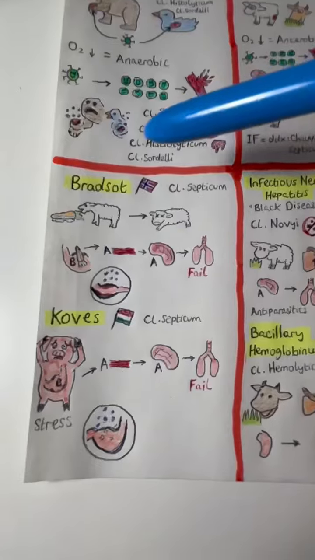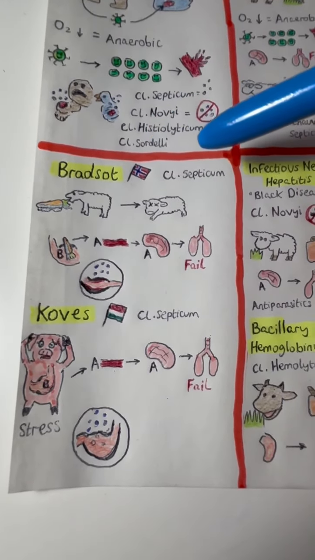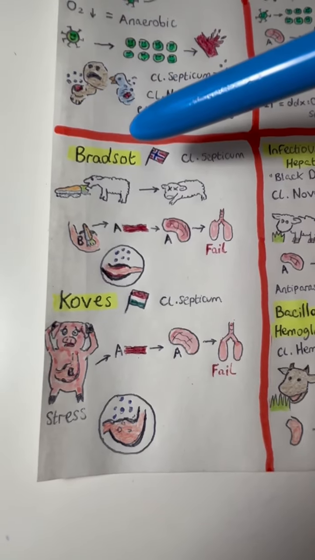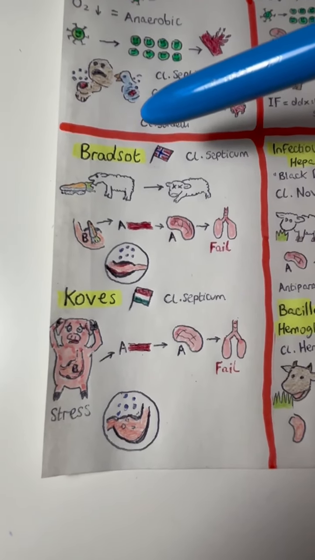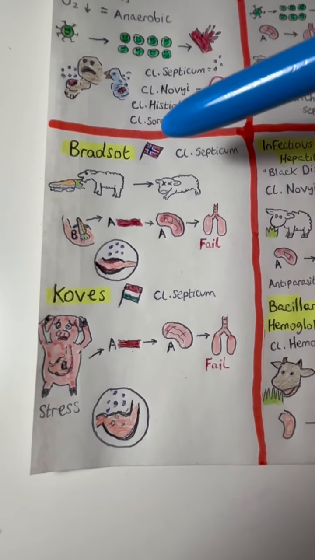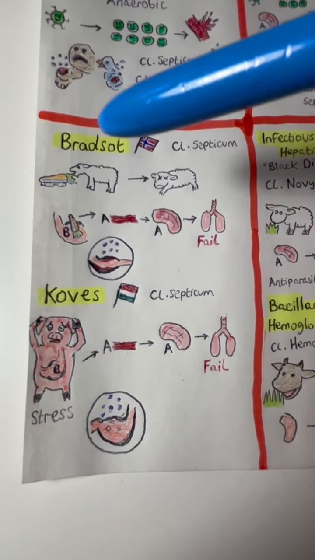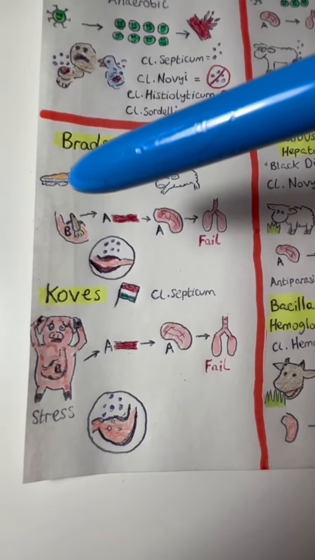The next disease is Braxy. It is caused by Clostridium septicum. The word Braxy is Old Norse for quick sickness. This is how you remember that the disease is from Scandinavia. It occurs when sheep eat frozen food. This is because the frozen food causes erosions in the alimentary canal.